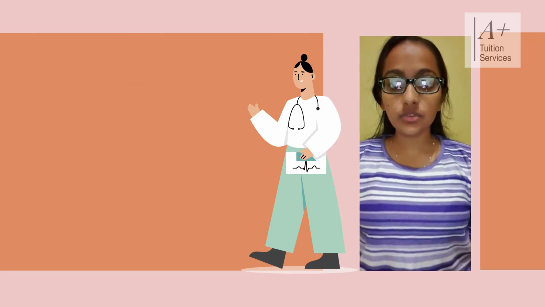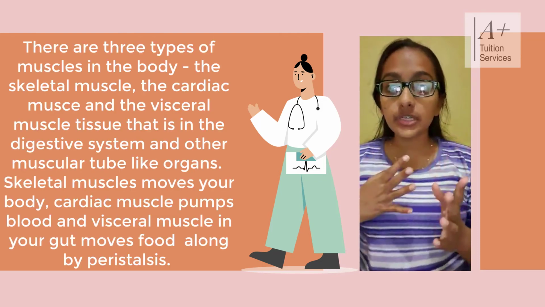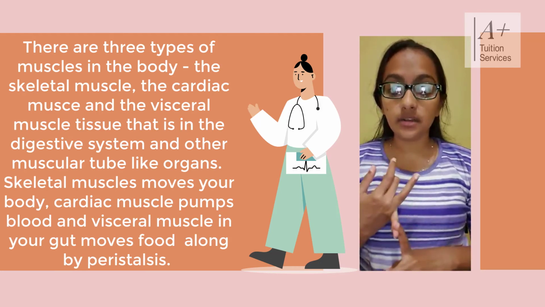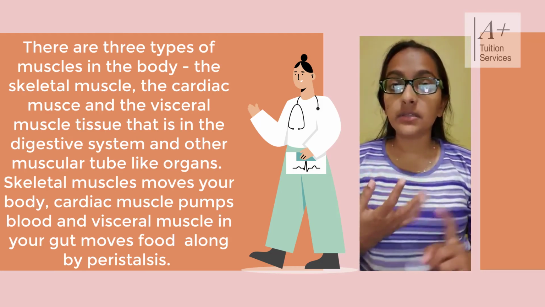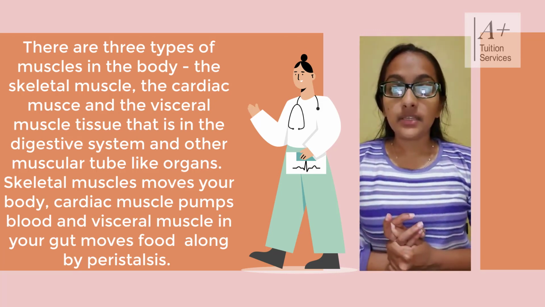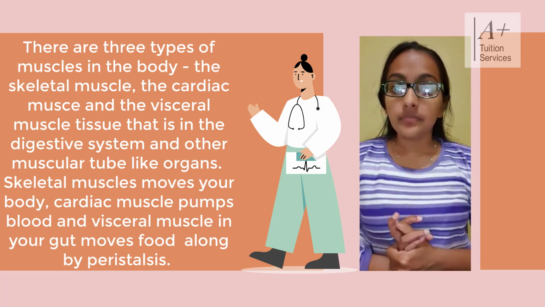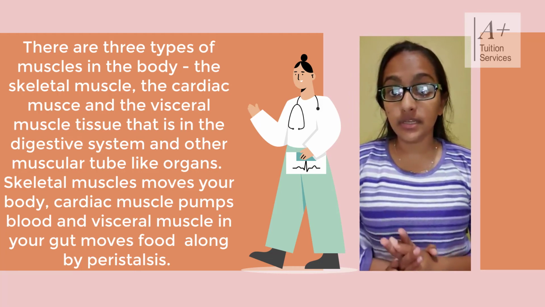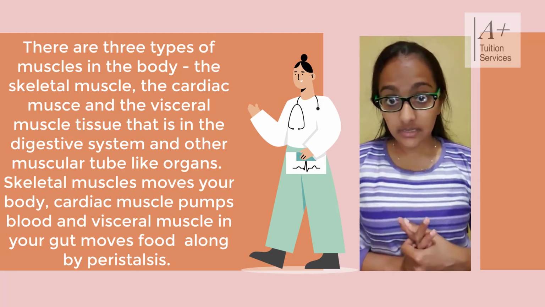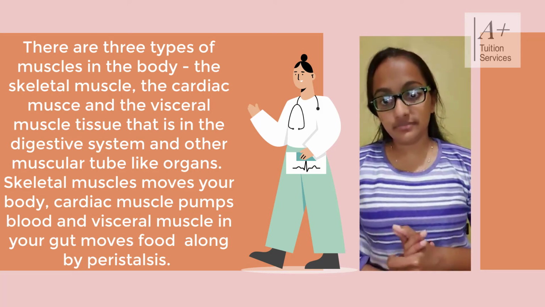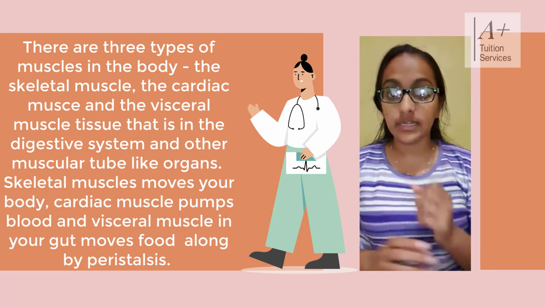Other points to note, there are 3 types of muscles in the body. You have your skeletal muscle, your cardiac muscle, and your visceral muscle. The skeletal muscle provides movement of the body. The cardiac muscle is responsible for pumping blood around the body, and your visceral muscle, for example the muscle in your gut, moves food along by peristalsis when it contracts.